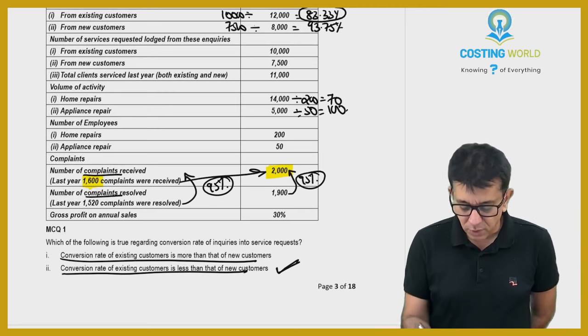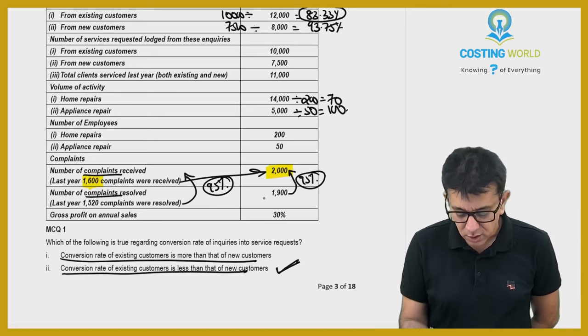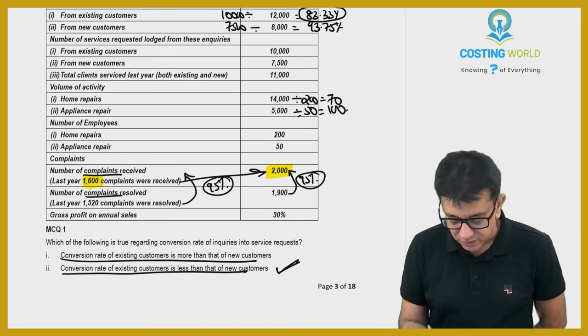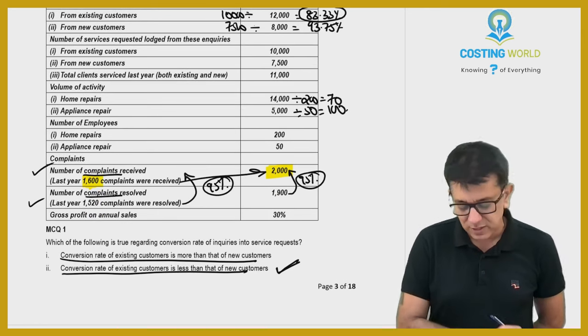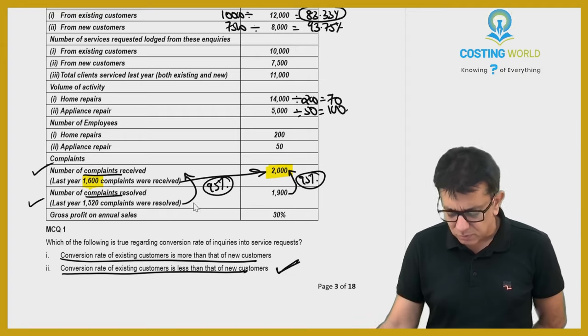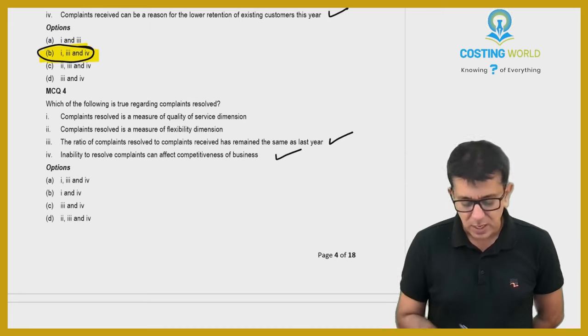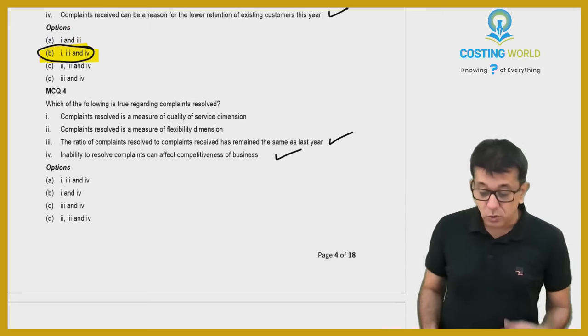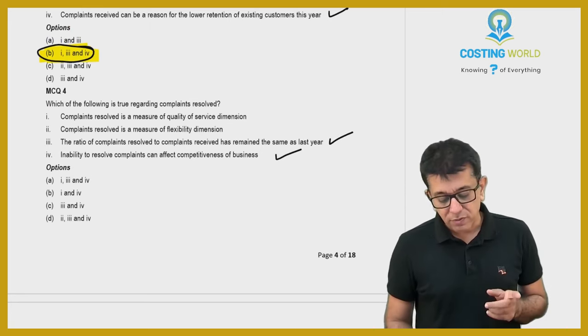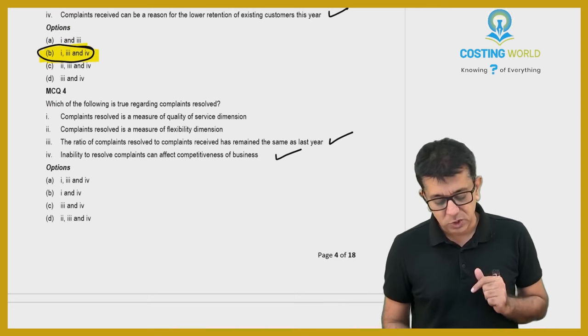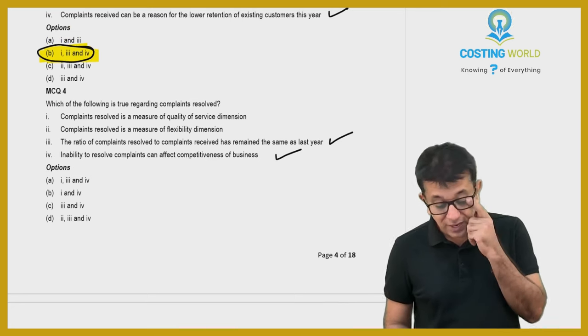So therefore, number of complaints resolved to number of complaints received. Okay, these are the complaints received. These are the complaints resolved. If I divide, that comes to 95% in both the cases. So therefore, this line is also correct. Okay. Now, first and second: complaints resolved is a measure of quality of service dimension. Complaints resolved is a measure of flexibility dimension.